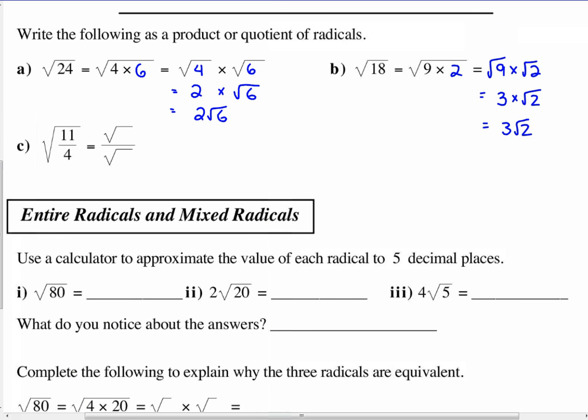So same idea with division. If we have root 11 divided by 4, we can break that into root 11 divided by root 4. And what is the square root of 4? 2. So root 11 divided by 2.